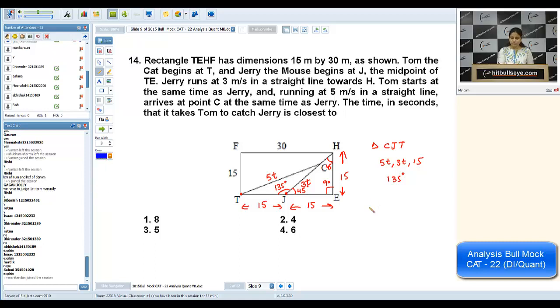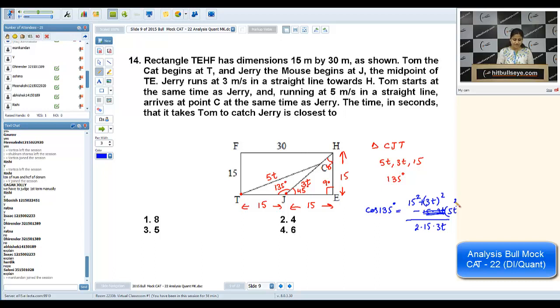What is the cosine formula now? In this case, it will be cos 135 degrees is equal to 15 square plus 3T square minus, sorry, it was 2 into 15 into 3T, divided by 2 into 15 into 3T. It should be 5T square. As we know that cos 135 degrees is cos of 180 minus 45, that is in the second quadrant. So we can say this is minus cos 45 degrees. So you can equate them, you will get the value of T.